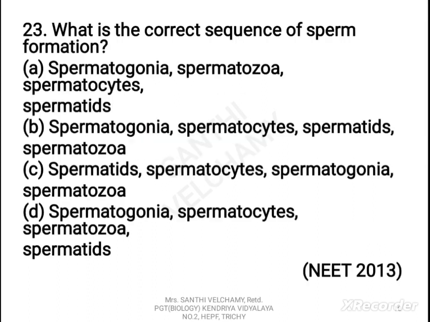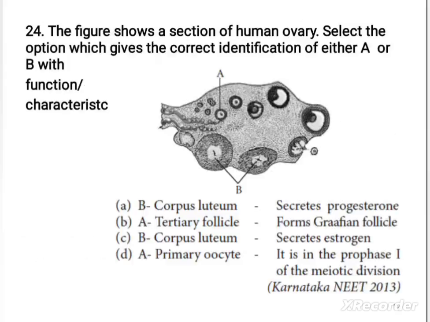Now next question. What is the correct sequence of sperm formation? A, spermatogonia, spermatozoa, spermatocytes, spermatids. B, spermatogonia, spermatocytes, spermatids, spermatozoa. C, spermatids, spermatocytes, spermatogonia, spermatozoa. D, spermatogonia, spermatocytes, spermatozoa, spermatids. The correct order is B.